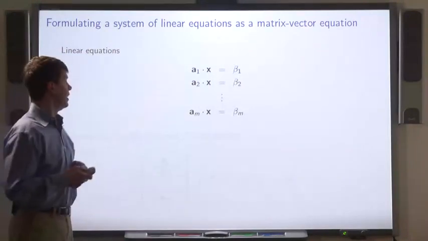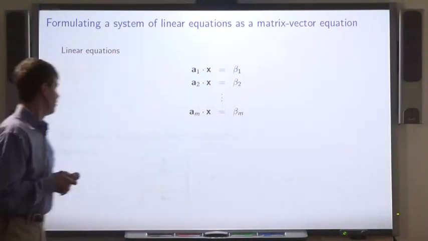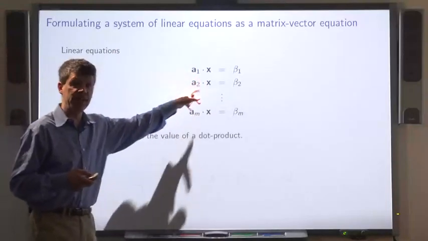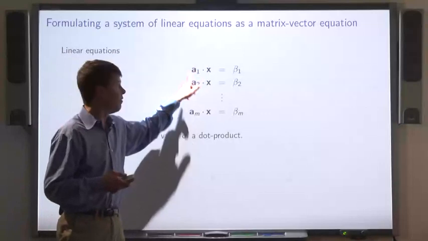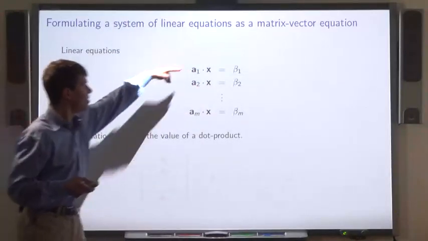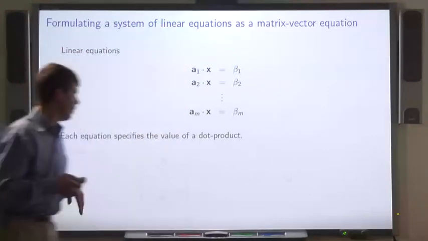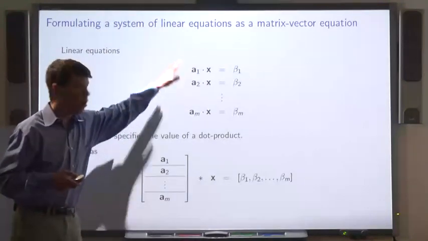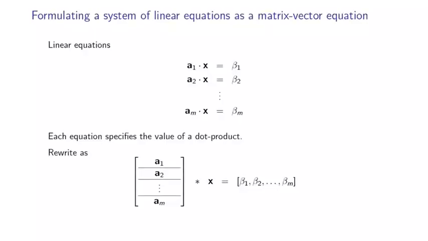So here's a system of linear equations. Each equation specifies the value of a dot product of a known vector with our unknown vector x. We take those vectors a1 through am and put them in a matrix, and now we can express all these dot products as a single matrix vector equation. So again, the problem of computing the solution to a matrix vector equation is a fundamental computational problem.